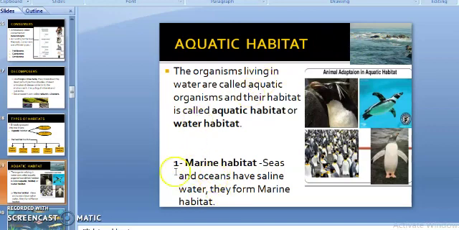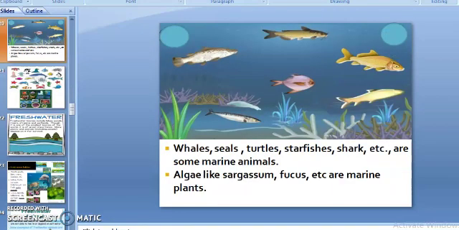Now, what is a marine habitat? Seas and oceans, they are having saline water, that is salty water. So seas and oceans have saline water and they form marine habitat. The organisms living there are called marine organisms. For example, whales, seals, turtles, starfishes, sharks. These are all marine animals.